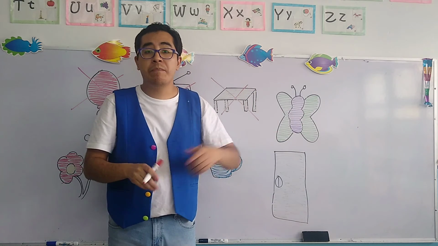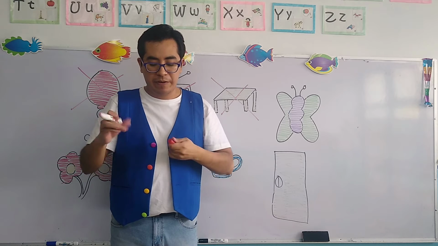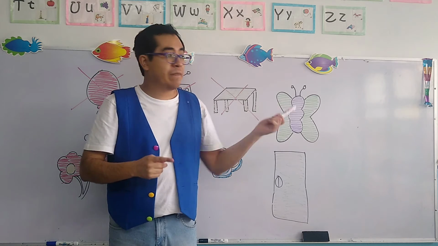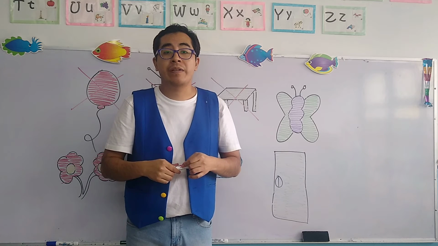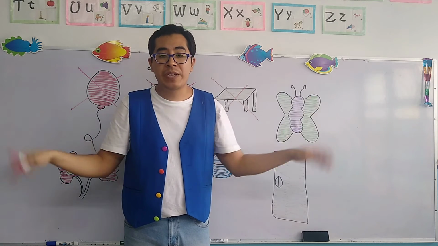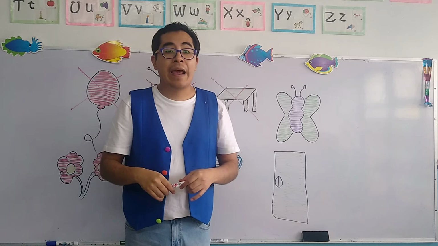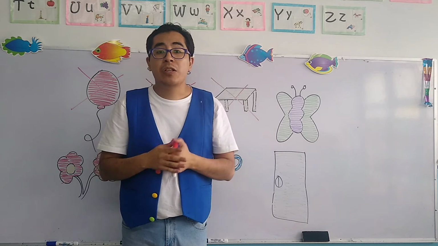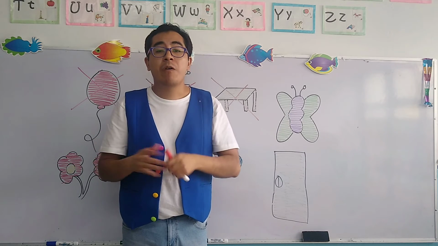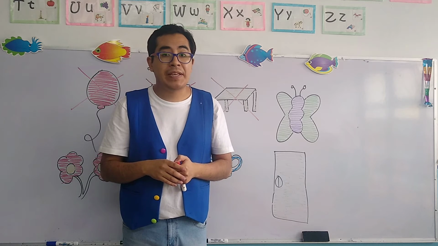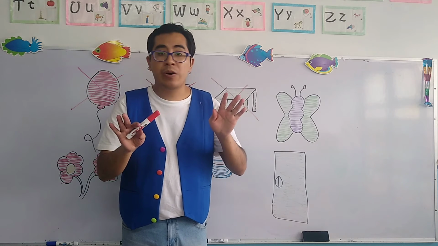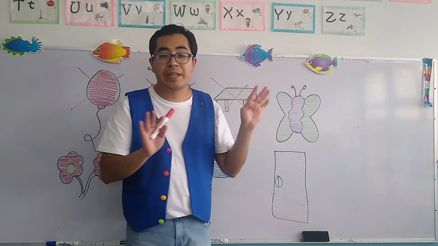Let's continue with the butterfly. Now, the butterfly, remember, is part of the insects, okay? And butterflies have 2 wings, so they can fly. Now, does the butterfly have the shape and form of a geometric shape? No, it doesn't. So we are not going to mark it. We are going to leave it like that.